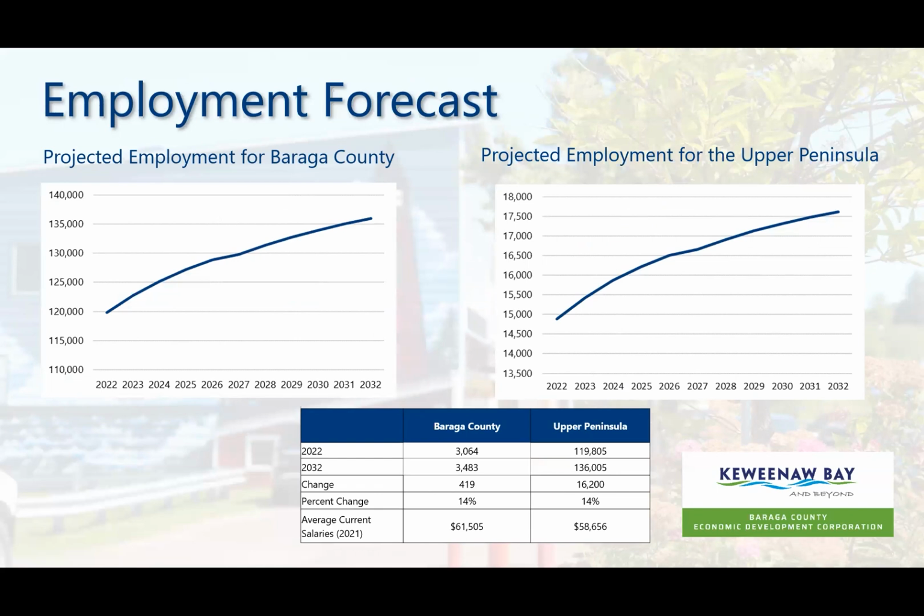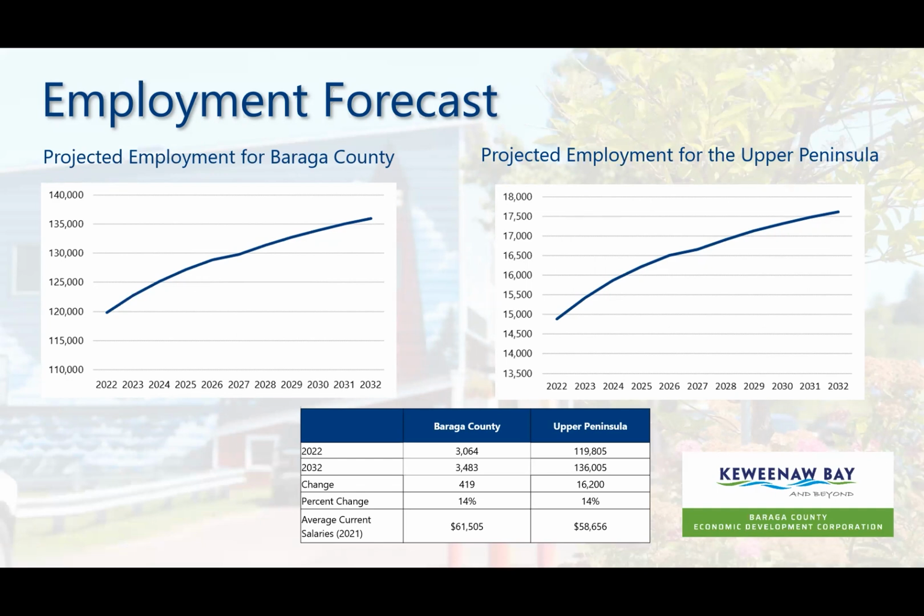These two graphs show the projected growth of number of jobs in the county and the Upper Peninsula. So as shown on the previous slide, this is important to track as it can present the opportunity for new residents to move into the region, contributing to the local tax base. So Baraga County's population is projected to experience an increase from 3,064 to 3,484, which is a 14% increase. And then the Upper Peninsula is projected to go from 119 to 136, which is a 14% increase.